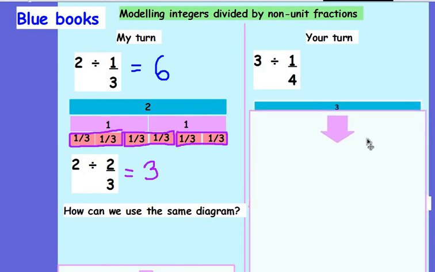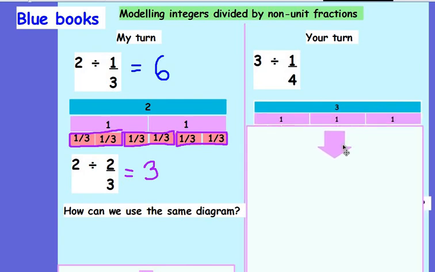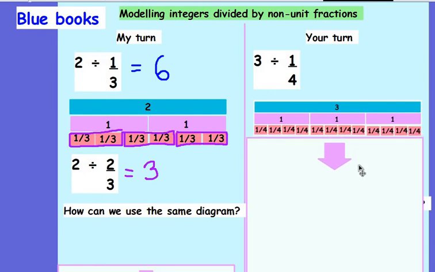Okay, hopefully your bar model will look like this. You've got 3 divided into 3 lots of 1, and within each of those ones you've got 4 lots of a quarter. So 3 divided by a quarter, or how many quarters are there in 3, will give you 1, 2, 3, 4, 5, 6, 7, 8, 9, 10, 11, 12.